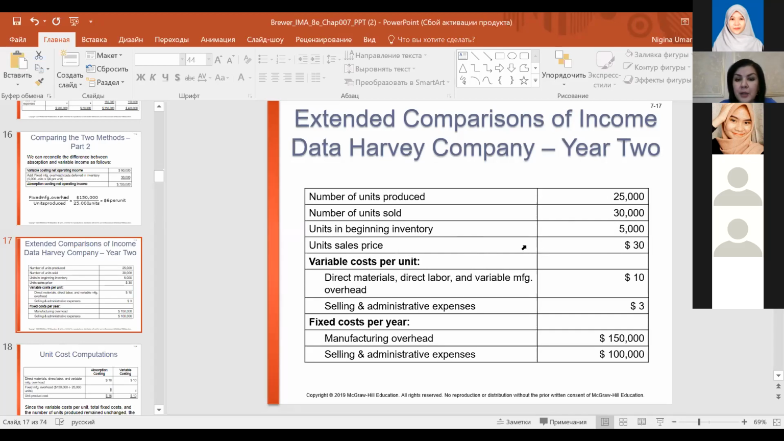Unit sales price $30. Variable cost per unit is direct labor, direct material, variable manufacturing overhead, total $10. Variable selling and administrative 3. We also know that fixed manufacturing per year, the total fixed manufacturing is 150, and fixed selling and administrative expenses 100,000.